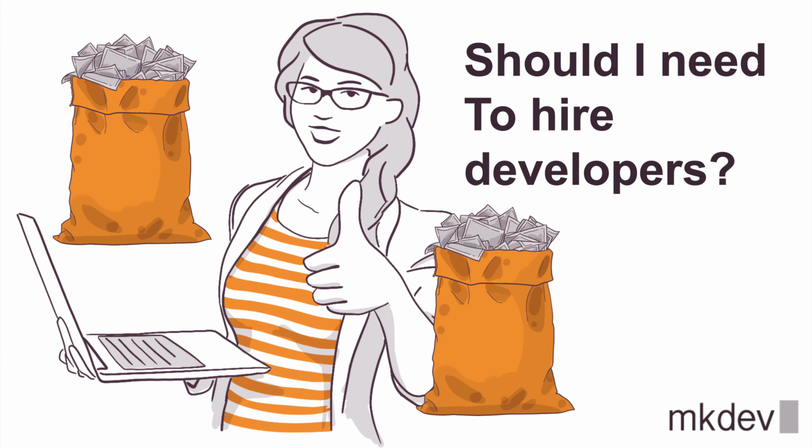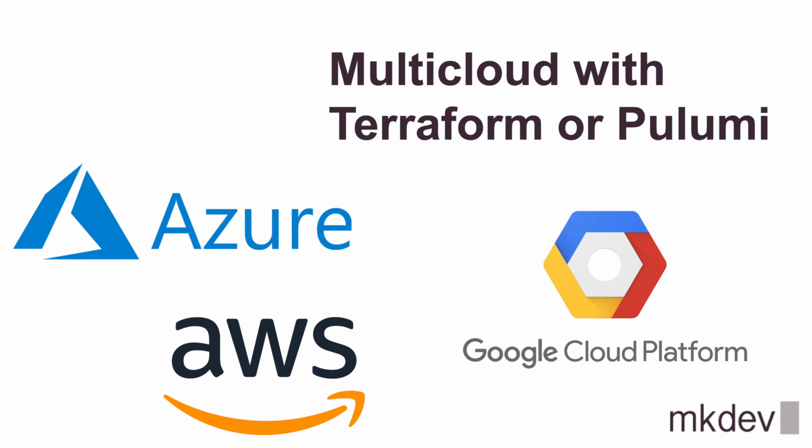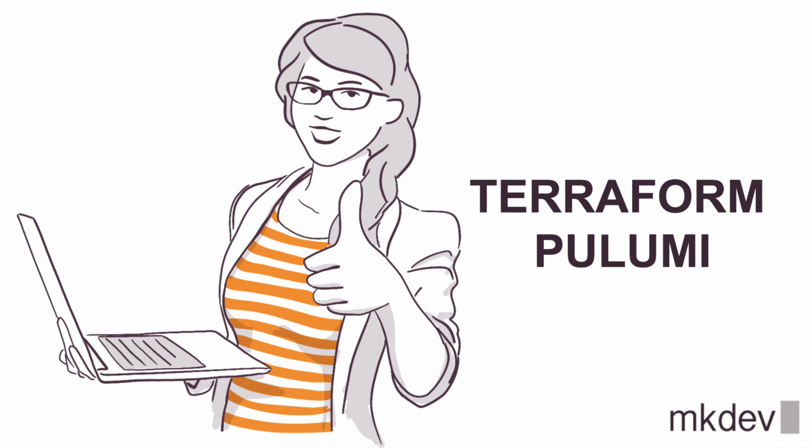But what happens if my team has no idea about languages like Python or JavaScript? Should I need to hire a developer and an infra guy? I think that no. If we have a multi-cloud environment, Pulumi and Terraform are working with the main three, Azure, GCP, and AWS. So there is no winner here.